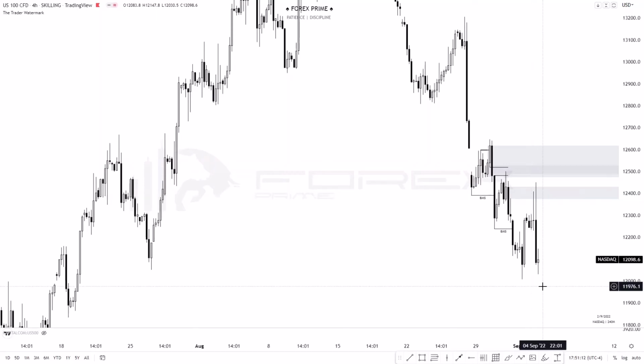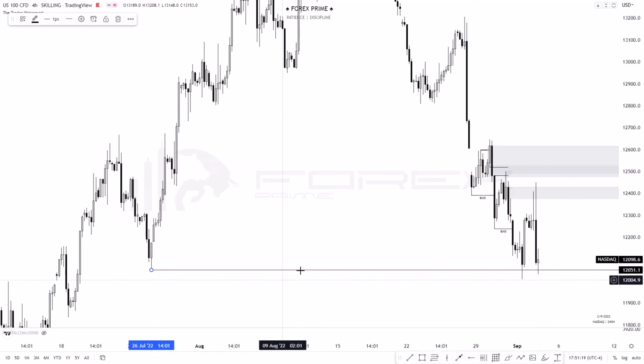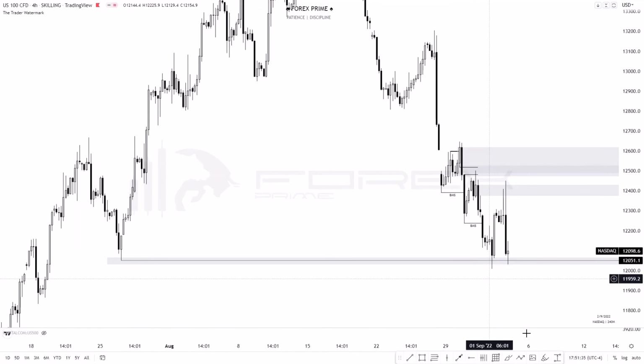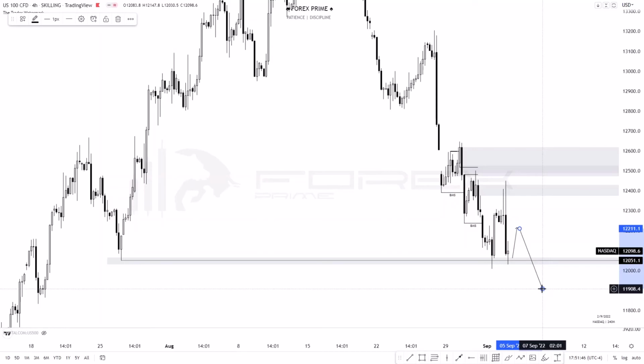Looking at Nasdaq right now, I do expect lower prices. I expect price to take out these lows right here, because looking at it from the retail perspective, they will see this as a support level. So we might get a reaction off of this for a retracement, and then only trading lower, but my overall view is still lower prices.